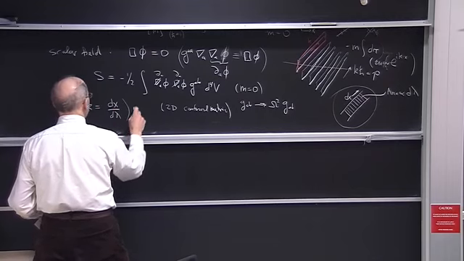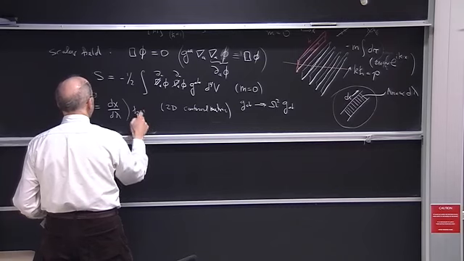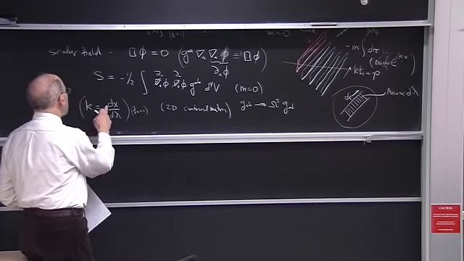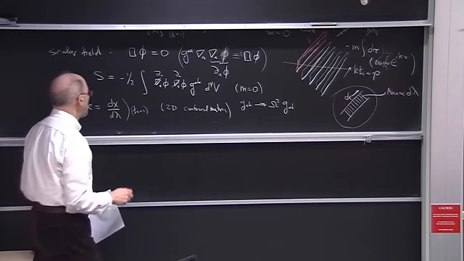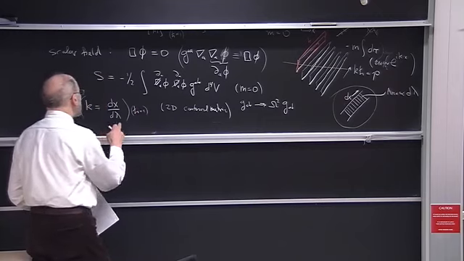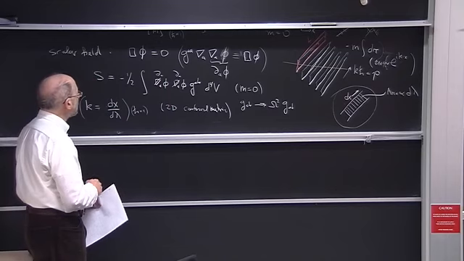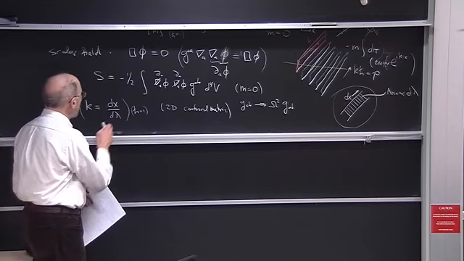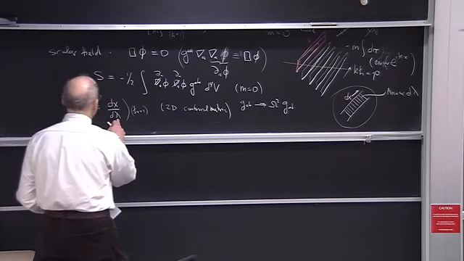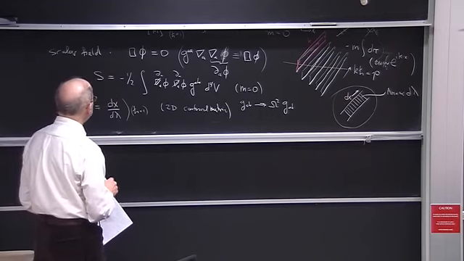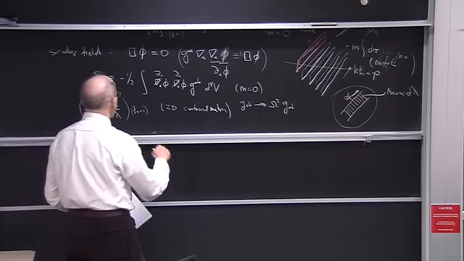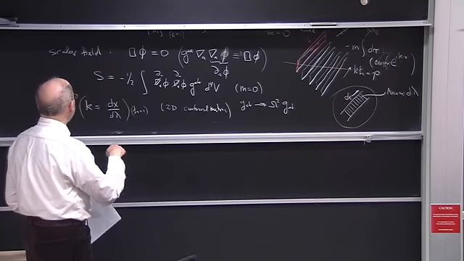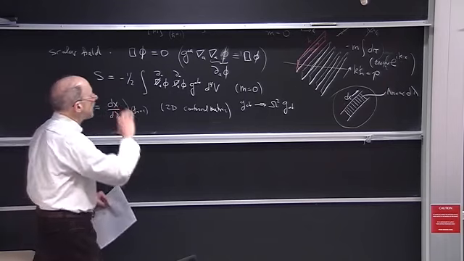I'm setting h bar equals 1 here when I say this. Then if you use that together with that definition to determine how the parameter lambda runs, what is d lambda, then you'll see that lambda is an affine parameter, and that k follows the geodesic equation.